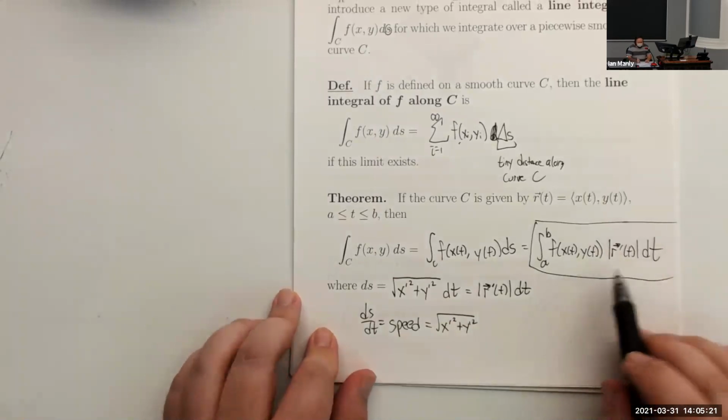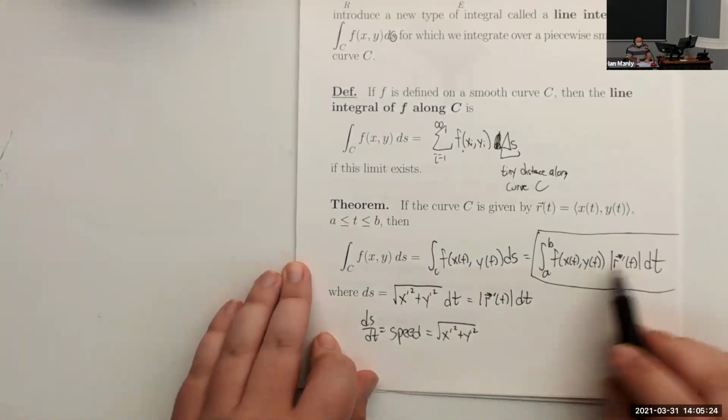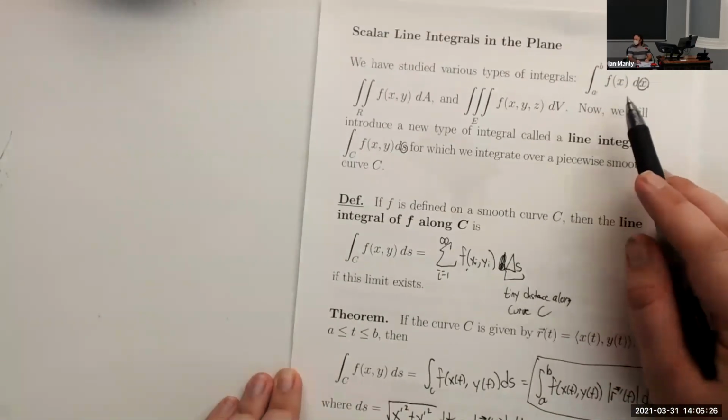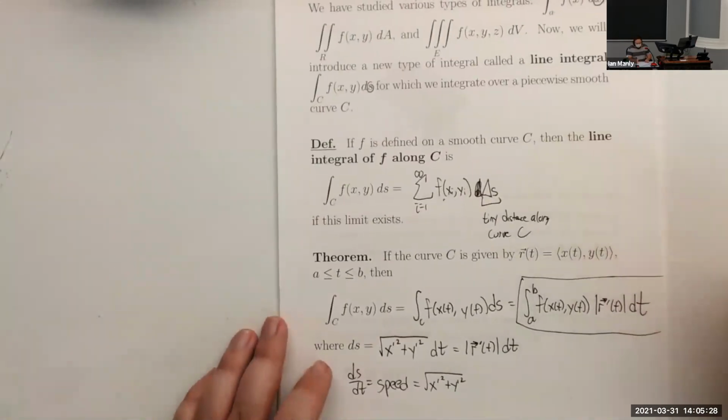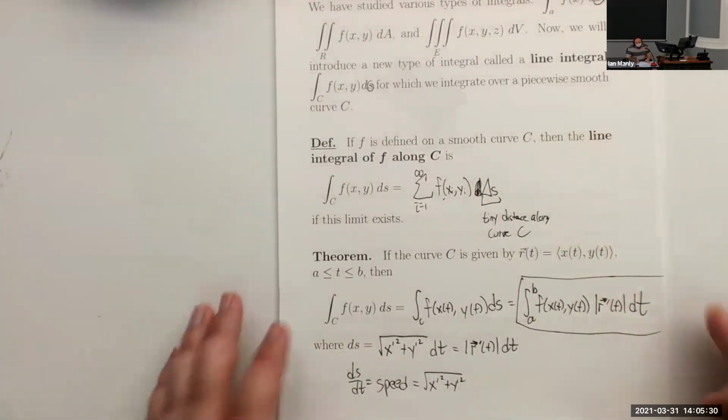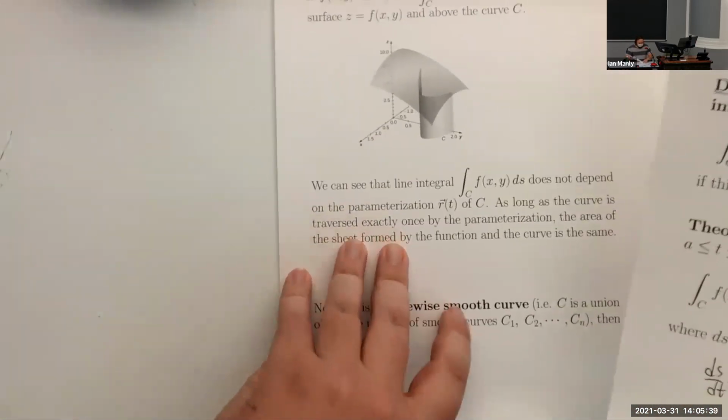Okay, but what does this mean? This just kind of seems like we complicated the Calc 1 integral and made it worse. And in a certain sense, that's almost right. The line integral is a type of generalization of the integral from calculus 1. So let me show you a picture that will hopefully bring this to light here.